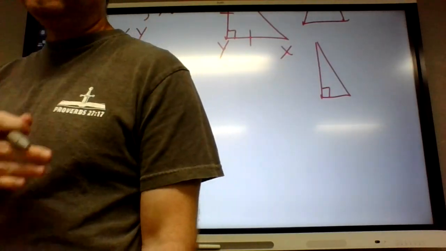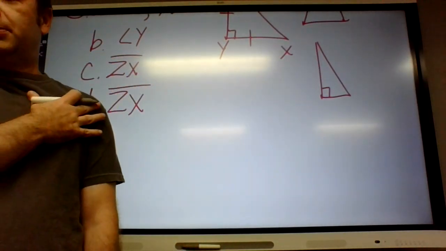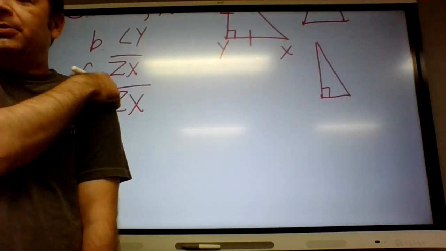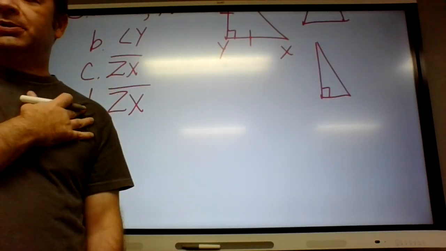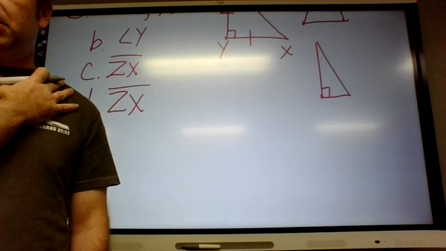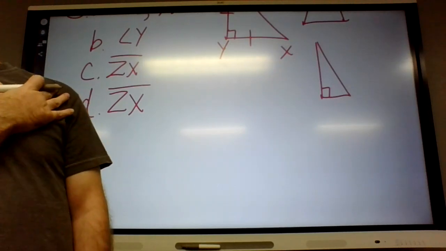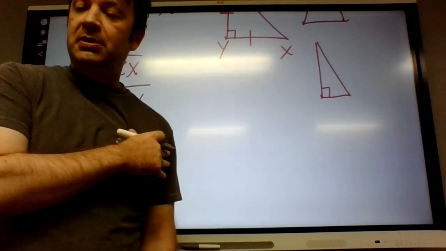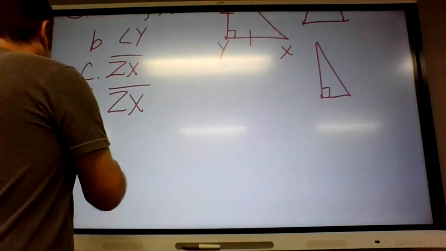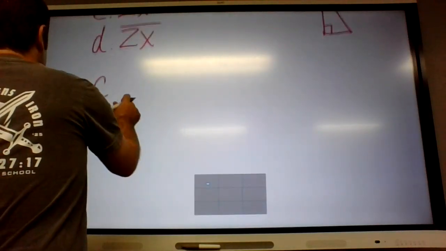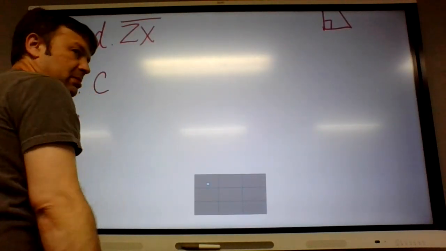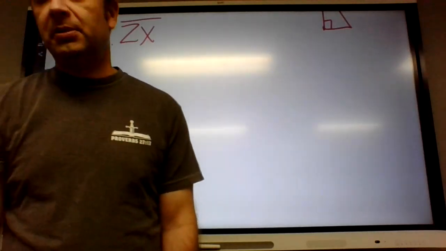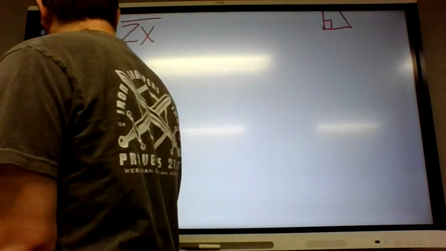Number 5. All right. Which triangle is congruent to number 5? Which one looks like number 5? A. C. Yeah, if you look at it, it's a little bit lopsided. It's not perfect like A is. But yeah, it is C. All right. Number 7.